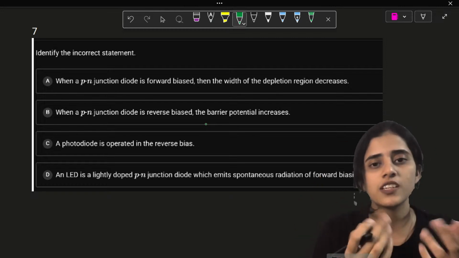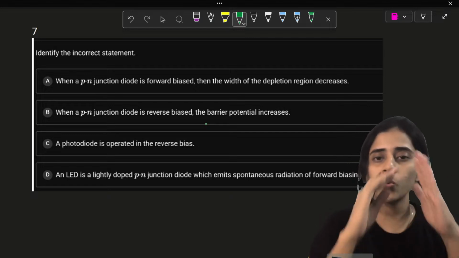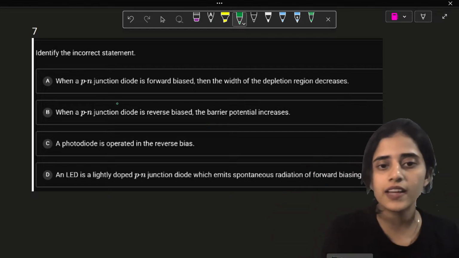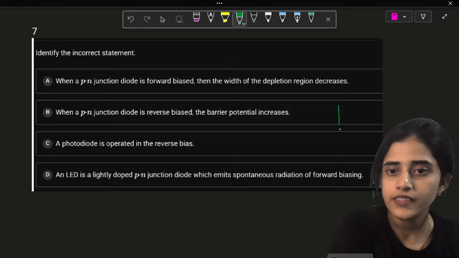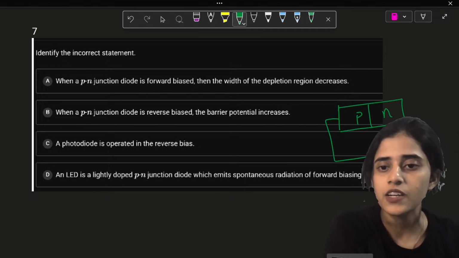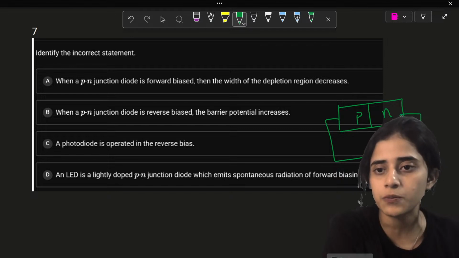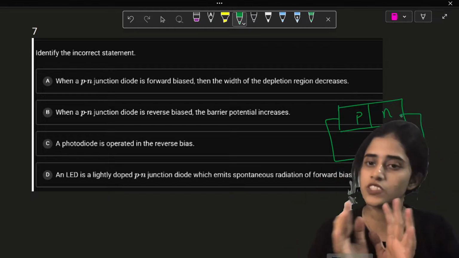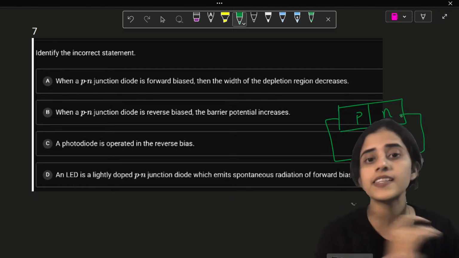What is depletion region? It's like a door. So when it's forward biased, let me use a picture. This is P type, this is N type. Forward biased means P is connected to positive, N is connected to negative. This is forward biased. So forward biased is the ideal condition.